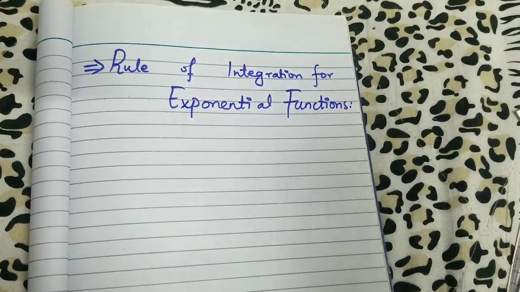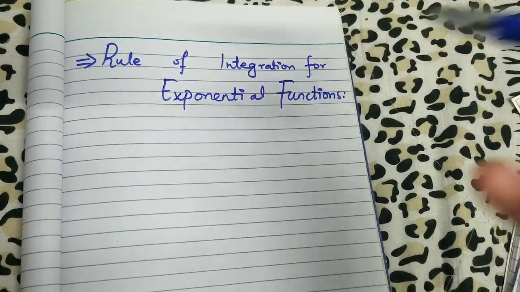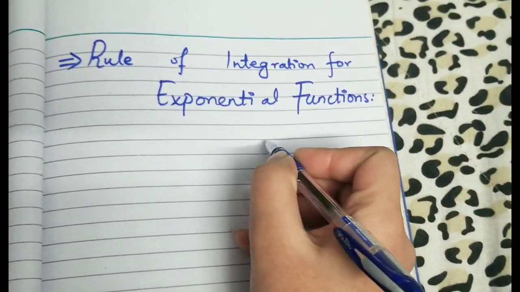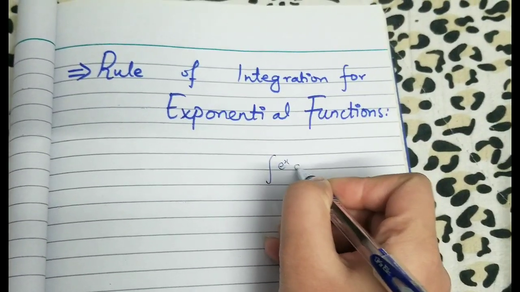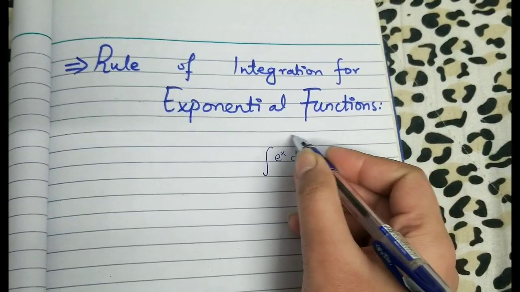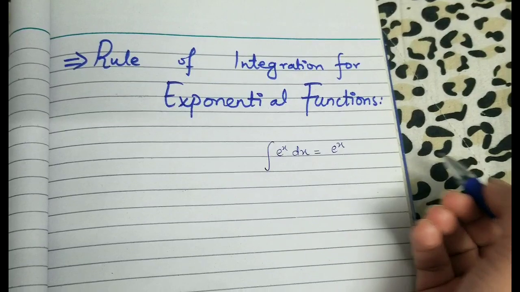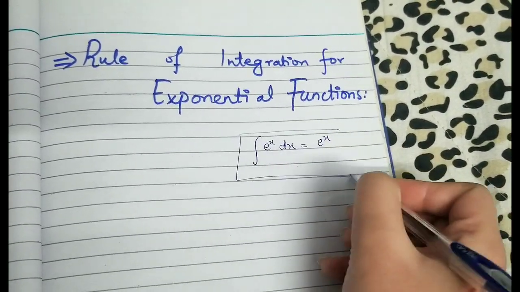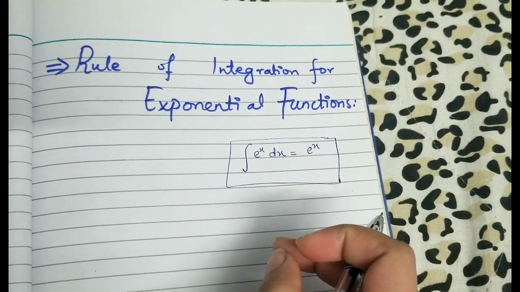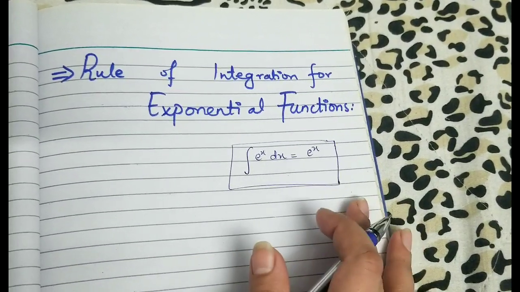So learning that rule and the method to integrate the exponential function is very important. For example, in the initial levels we are told about the integration of the exponential function by this simple formula, which shows that its integration is equal to e to the power x. But this formula is not giving you the complete information about the rule.